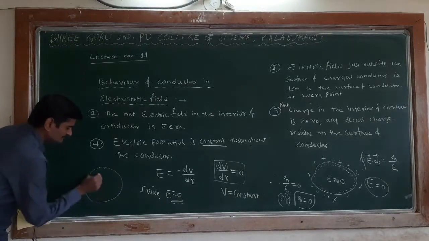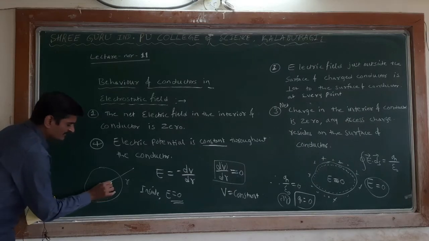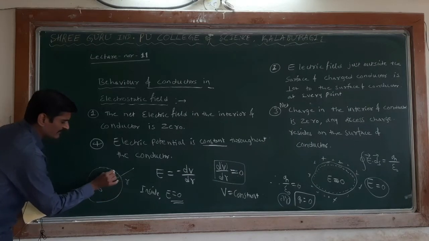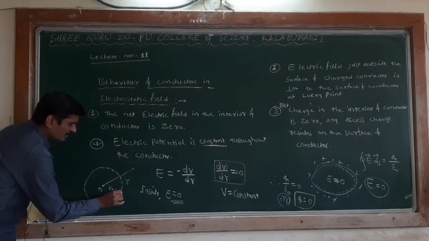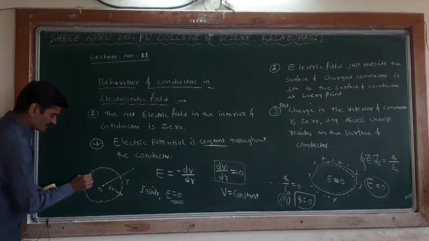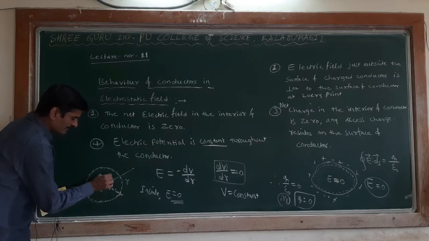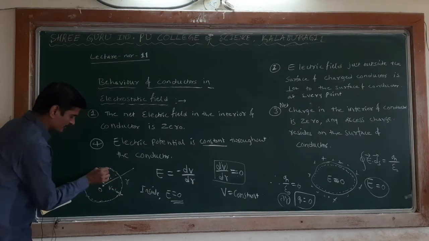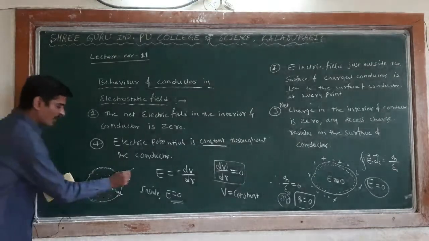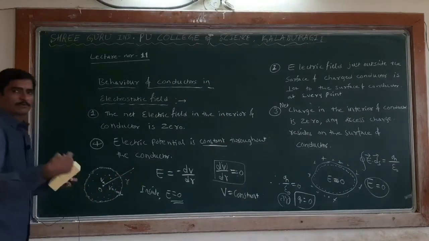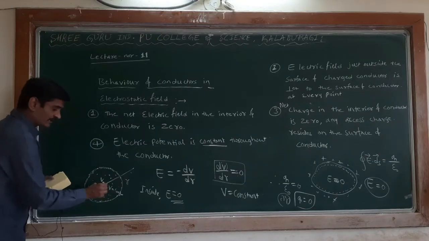If you take r as the distance from the center of the conductor, as the distance from the center increases up to the surface of the conductor, electric potential will remain constant. That is, here the electric potential is the same, here also, here also. Anywhere you take, the electric potential will remain the same, not outside. Outside, the electric potential may be different.